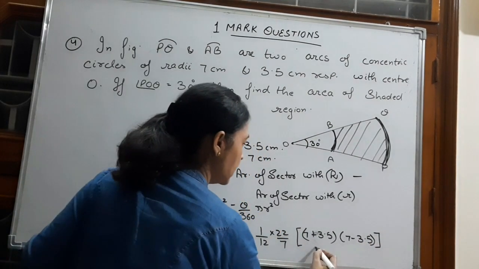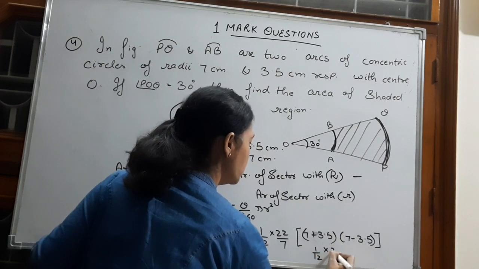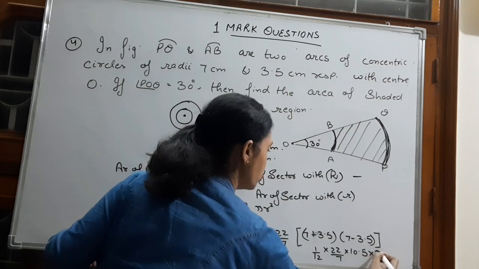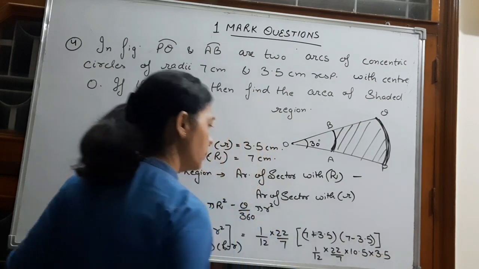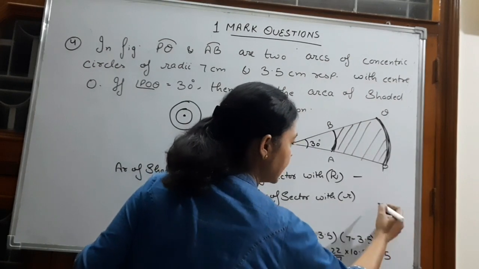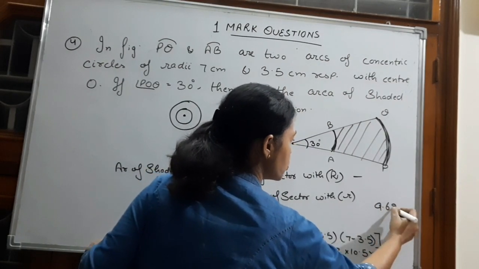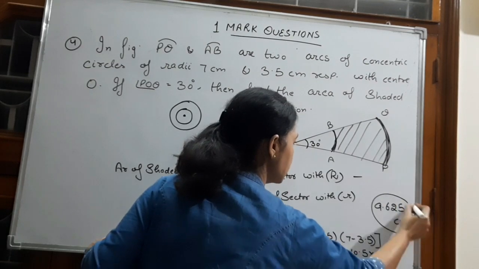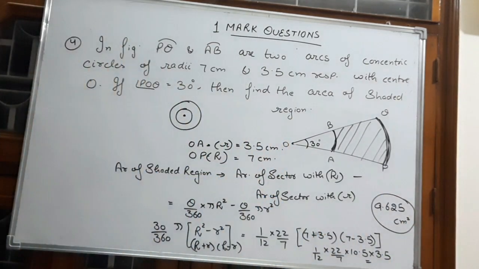What will we get? 1 upon 12 into 22 by 7 into 10.5 into 3.5. On solving it, what will we get? We will get 9.625 centimeter square, which will be our answer.